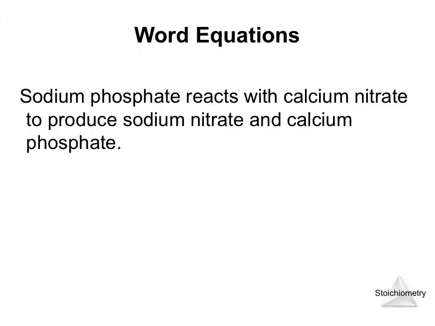So let's try one of these. Sodium phosphate reacts with calcium nitrate to produce sodium nitrate and calcium phosphate. So the first thing we need to do is figure out what compounds we are dealing with, and then we're going to follow either our ionic or covalent rules. So sodium phosphate.